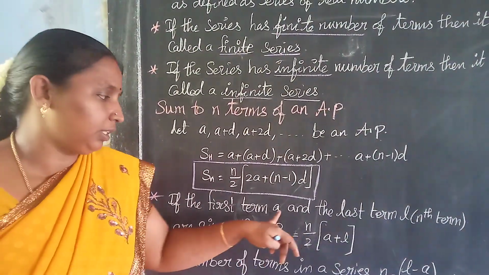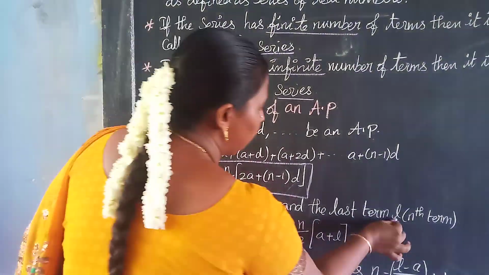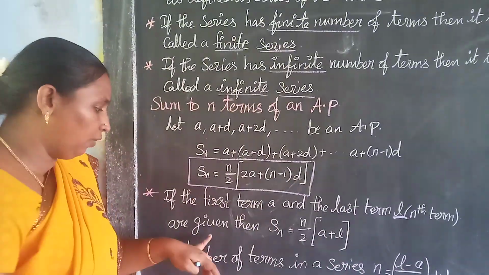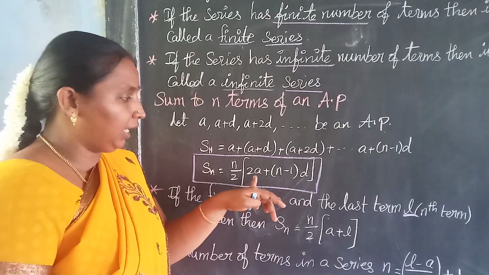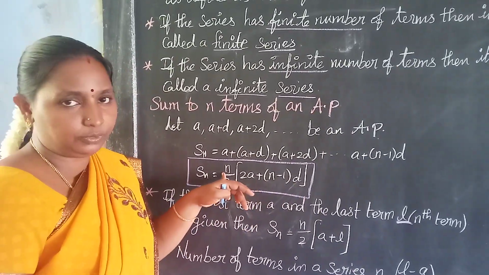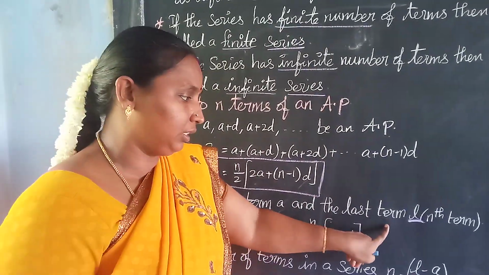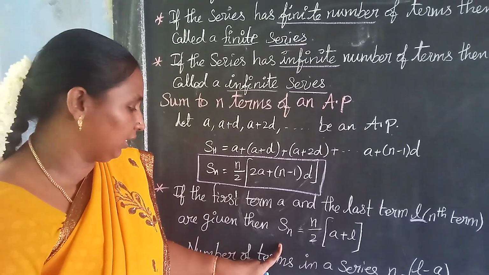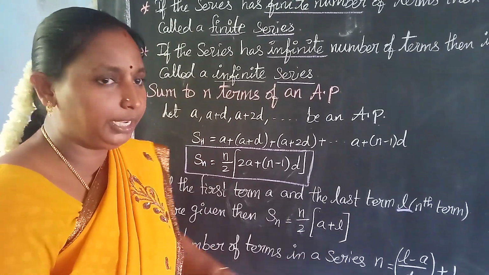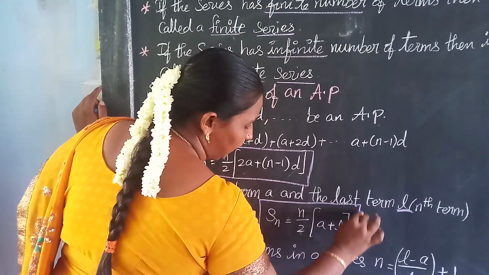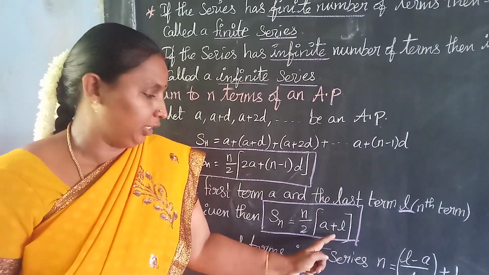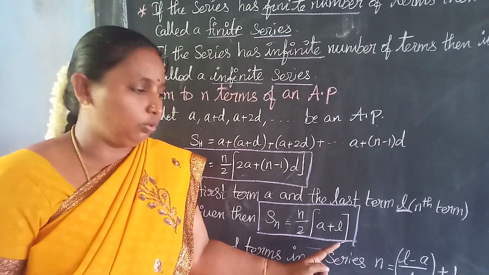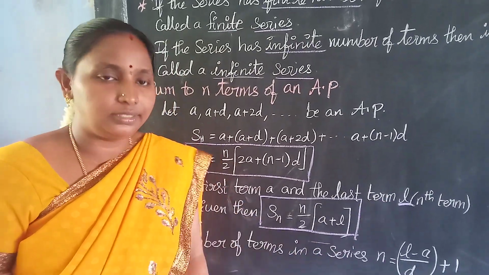Next, if the first term a and the last term, that is the nth term, are given, how to find Sn? Here they have given only the a and d values and the number of terms. If we know the last term, then you can use this formula: Sn equal to n by 2 into (a plus l). That is, the sum of n terms equals n by 2 into (a plus l). We use this formula when we know the last term.